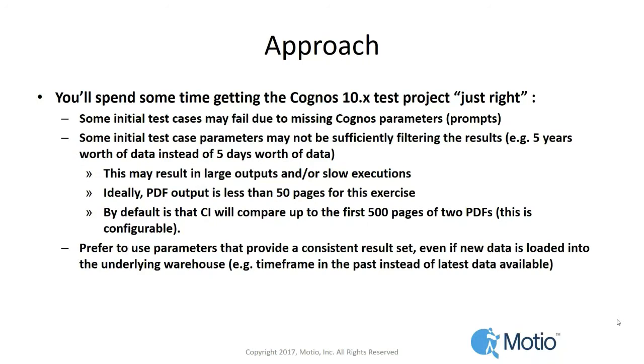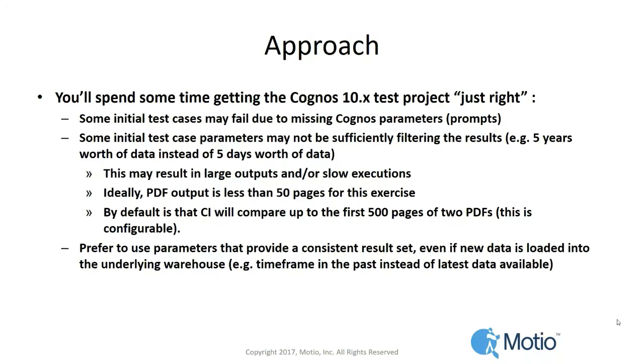A bad test case is a test case that runs for 10 years worth of data, produces a 50,000 page PDF and takes an hour to run, right? Ideally, I always say you want test cases to produce outputs that are representative but manageable. In an ideal world, if all of your test cases produced outputs that were 50 pages or less, things would run smoothly. All your executions would go pretty fast. Comparisons would go pretty fast.